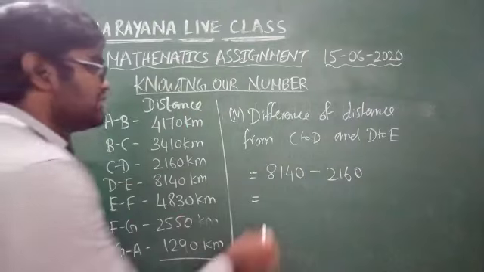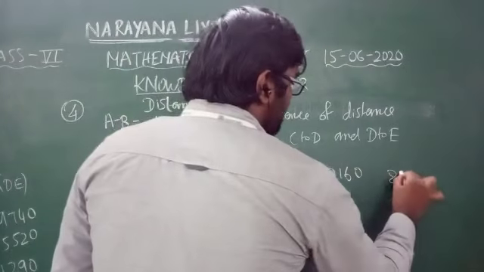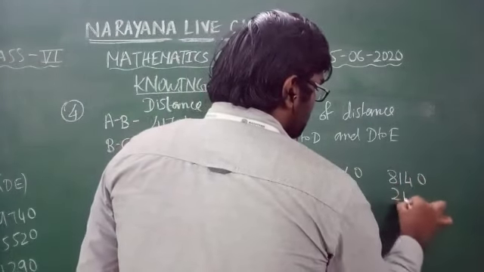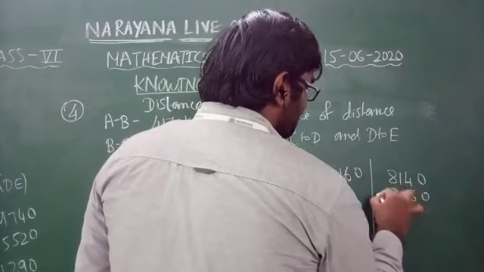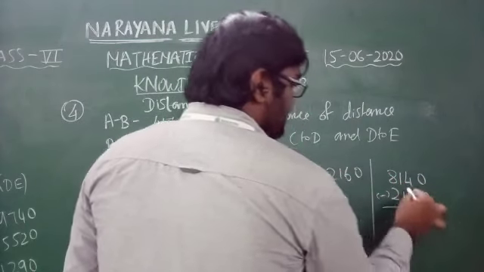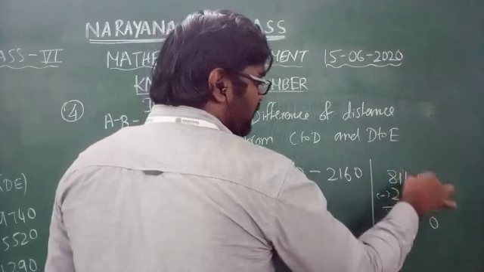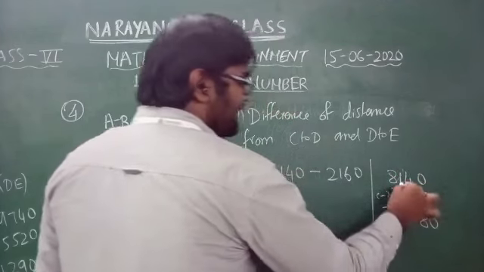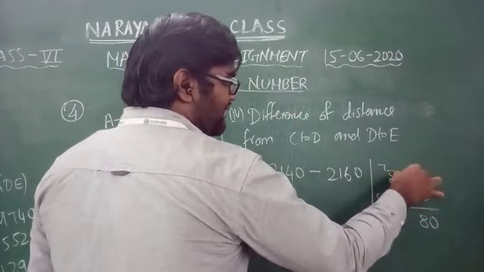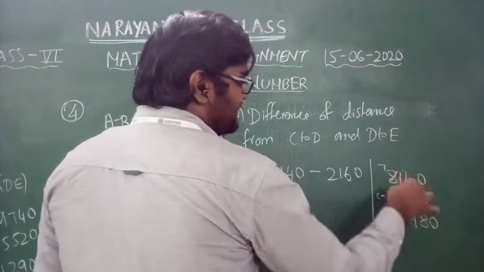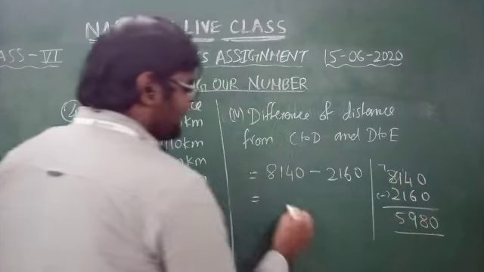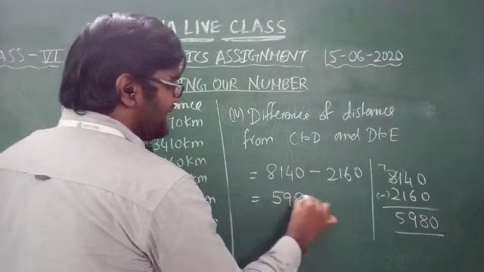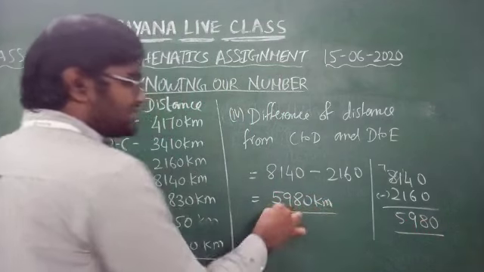You see, subtraction, you write 8140 minus 2160. 0 minus 0, 0. 4 minus 6 will not go, borrow: 14 minus 6 is 8. The 1 becomes 0, borrow 1 here, becomes 10. 9, 7 minus 2 is 5. So the answer is 5,980 kilometers.